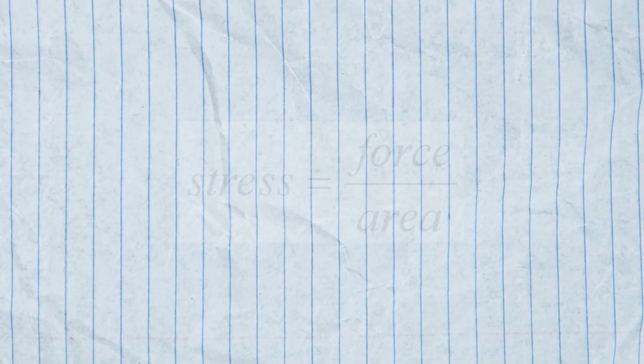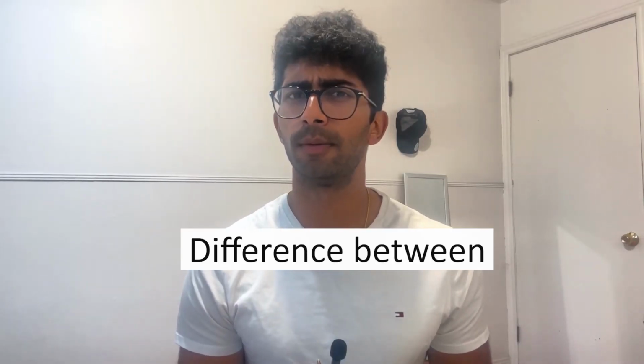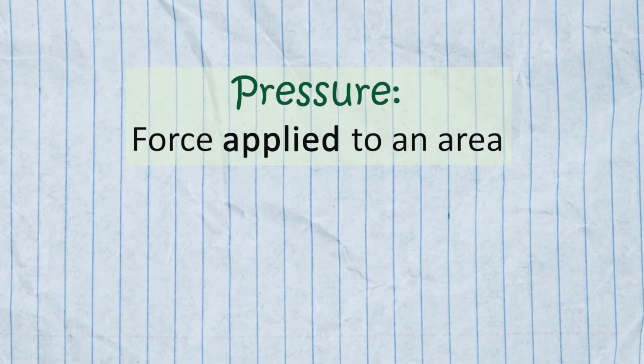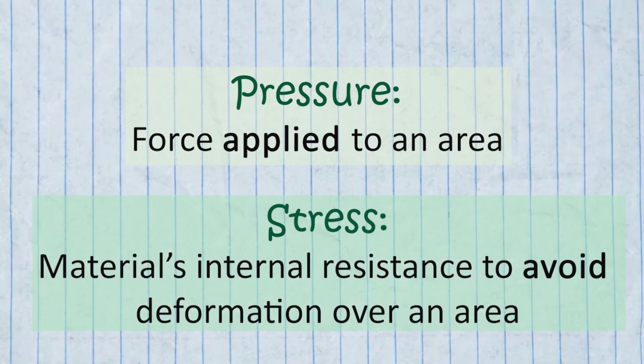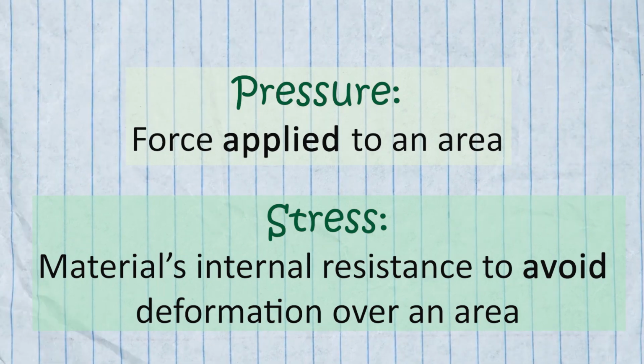The stress equation, stress equals force over area. It's also interesting to note that pressure also equals force over area. So what is the difference between pressure and stress? Well, the idea is pretty simple. Pressure equals the force applied perpendicularly to a surface, while stress is the resistance of the material itself to avoid deformation over that certain area when a force is applied to it.